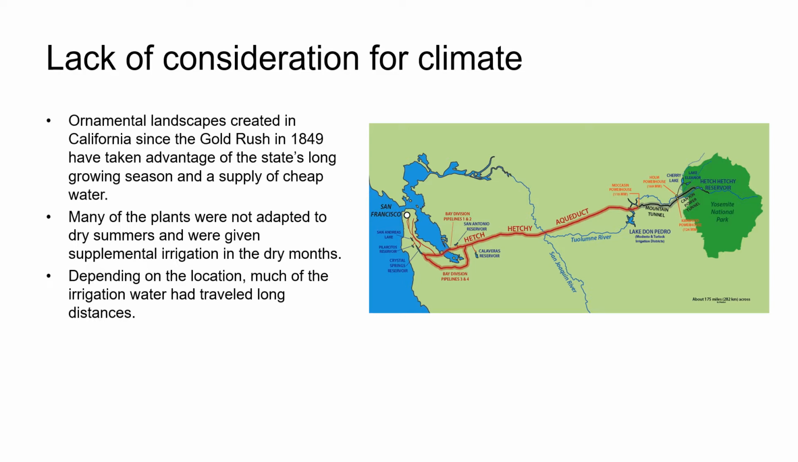And therefore we applied supplemental irrigation to our landscapes in order for the plants to survive the summer months. Depending on the location, much of this water had often traveled a long distance in order to get our plants to thrive, and of course to provide water for the state's growing cities. San Francisco's water came, and still does, from the Hetch Hetchy Reservoir, some 150 miles from the city. And water for Los Angeles comes from the Sierra.